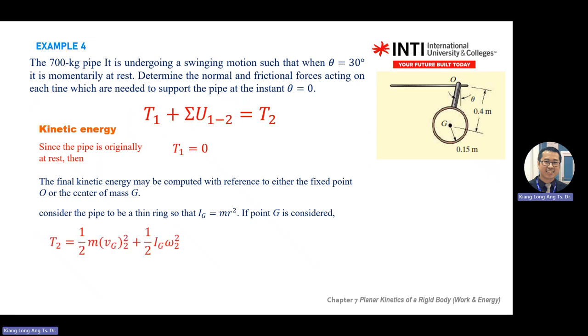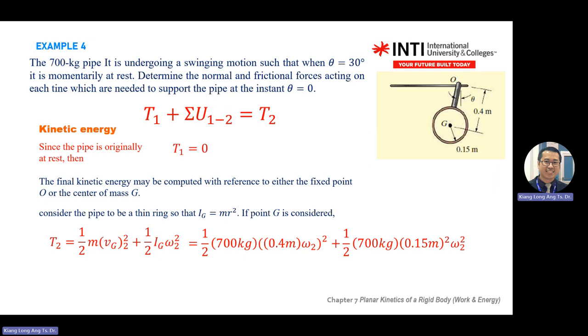So you have this one, T2 equal to half m v squared plus half I_G omega squared. And this is a rigid body, so you're referring to the v point. Put in all the values. Okay, all the values. So m is 700. v equal to what? v equal to R omega. So you have R, you have omega.